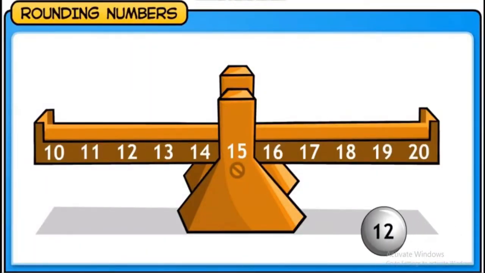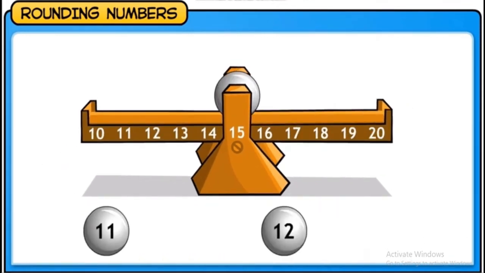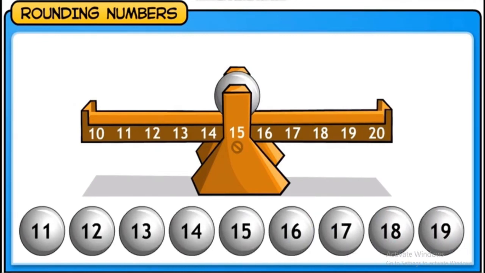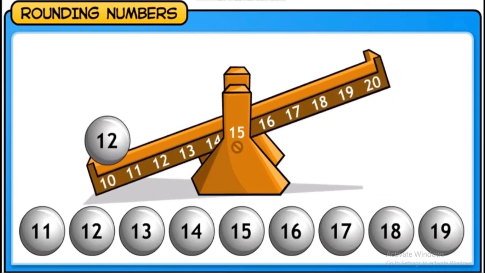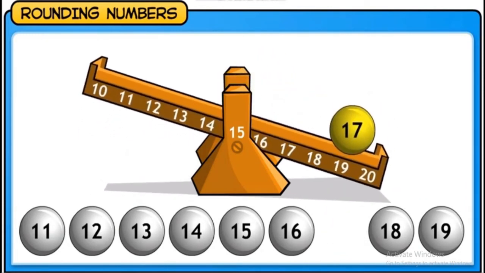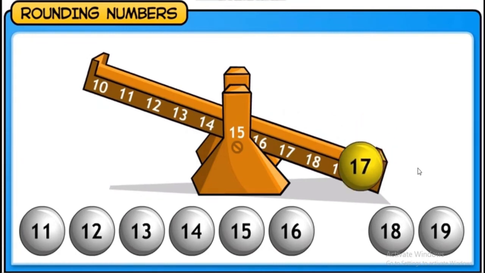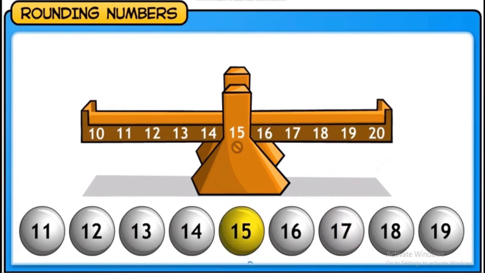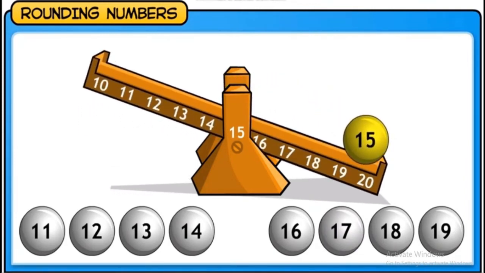The number 12 lies between 1 tens and 2 tens. Is it closer to 1 ten or 2 tens? Let us find out. This number is closer to 1 ten or 10. This number is closer to 2 tens or 20. 15 lies midway between 1 ten and 2 tens, but it is considered closer to 2 tens or 20.